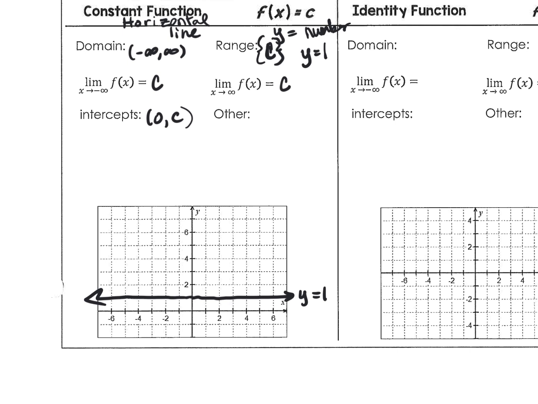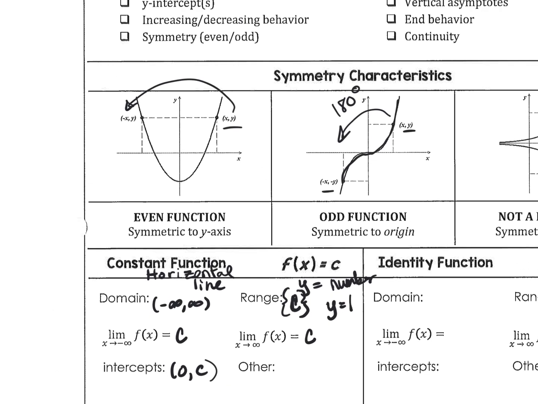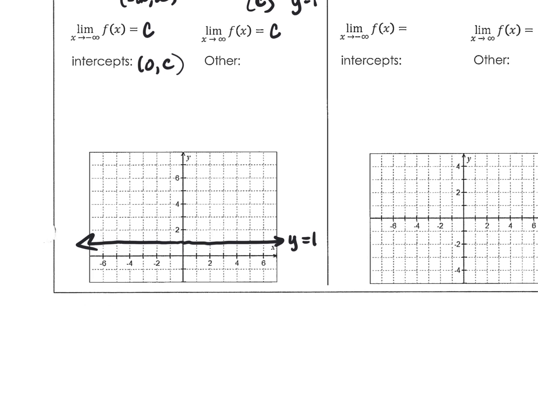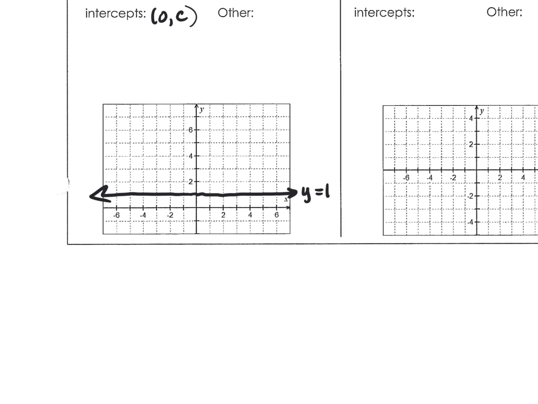What type of symmetry does this guy have? Even, odd, or none? Remember, even is it can be folded across the y-axis. Odd is it can be rotated around the origin. This obviously cannot be rotated around the origin. Can it be folded over the y-axis? Yes. So this has even symmetry. It is even.